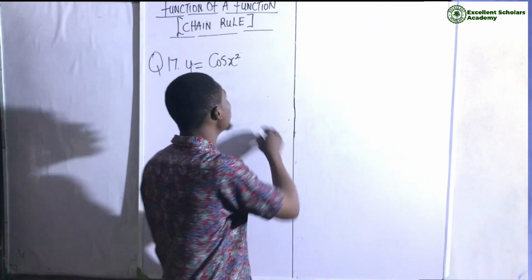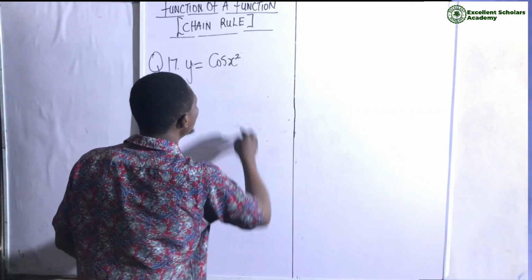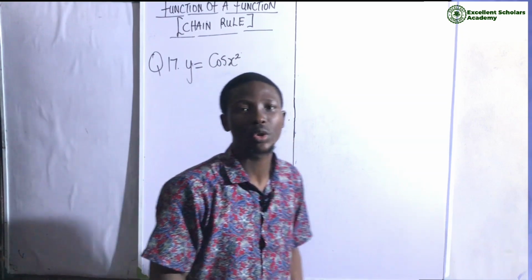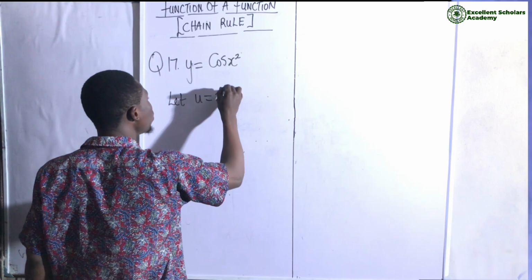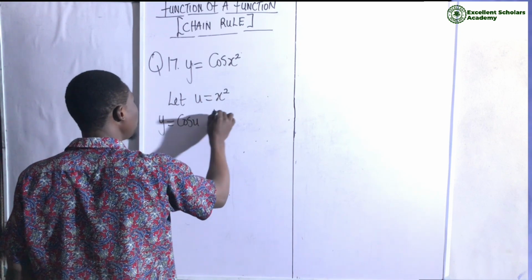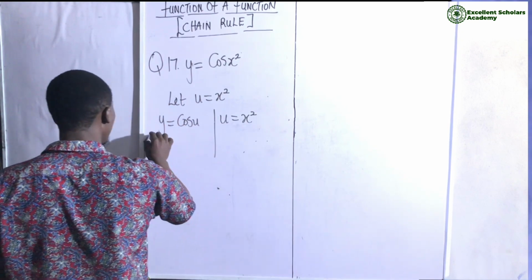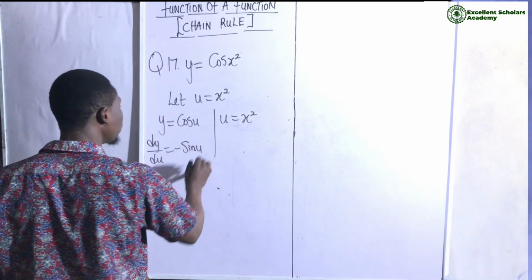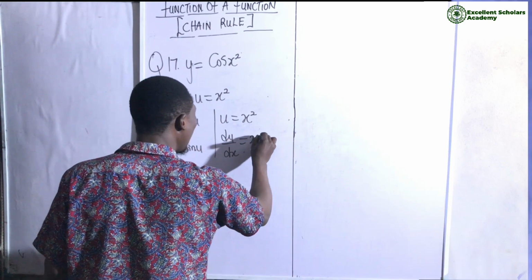Okay, so this is the next question we're going to solve. This is cos x squared. So now this is a polynomial function inside a trigonometric function. Okay, so now you say let u be equal to x squared. So this becomes y equals cos u and then u equals x squared. So differentiate this part. Now if you differentiate cos u, you are going to have minus sin u. If you differentiate this, that's going to be du/dx. You are going to have 2x.